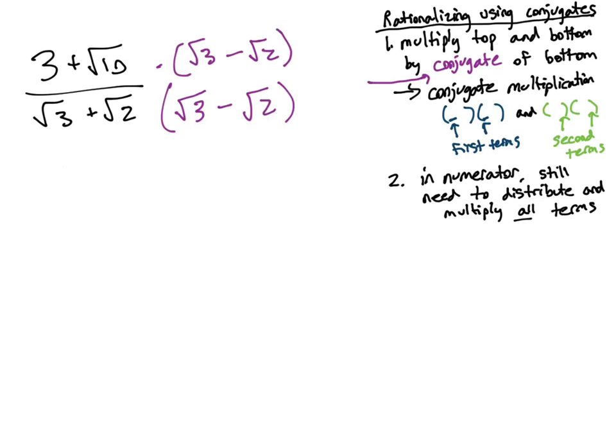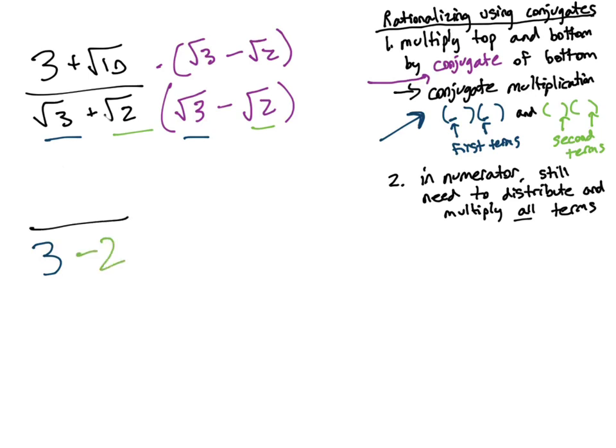So in our denominator, remember there is a shortcut we can use when we're multiplying if the things that we're multiplying are conjugates. So we just need to multiply the first two terms together and the second two terms together because we know that the terms from the other multiplication will cancel out. Square root of 3 times square root of 3 is just the number 3, and square root of 2 times square root of 2 is the number 2, but a positive times a negative gives us a negative, so we have negative 2.